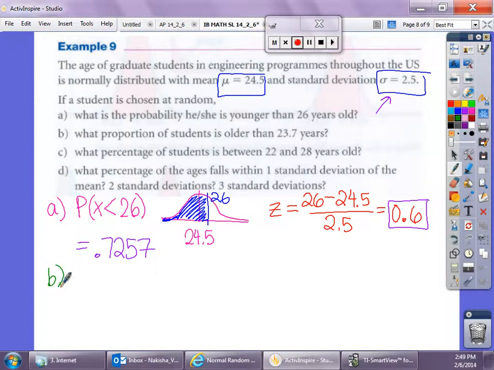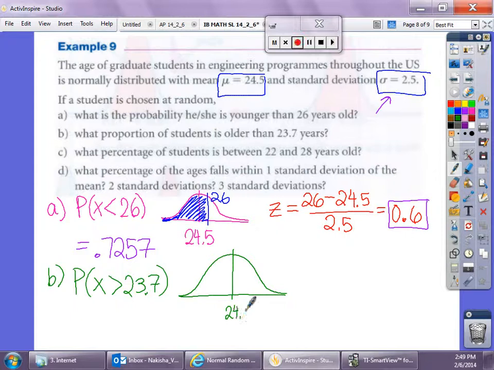What proportion of students is older than 23.7? Okay, so older than 23.7. Here we go. 23.7, so 24.5 is the mean, 23.7 would be here, and I want older. So you should be able to identify the fact that my z-score is going to be negative because it's to the left of the mean.